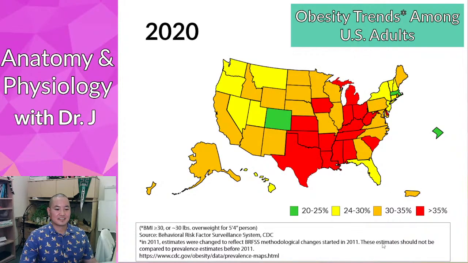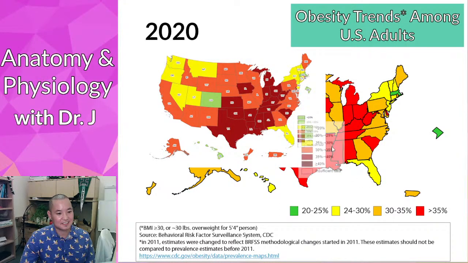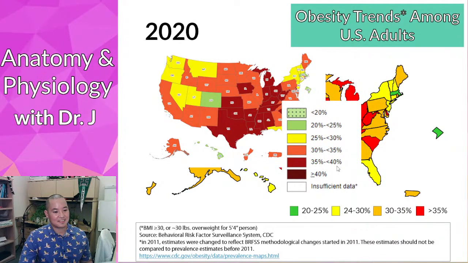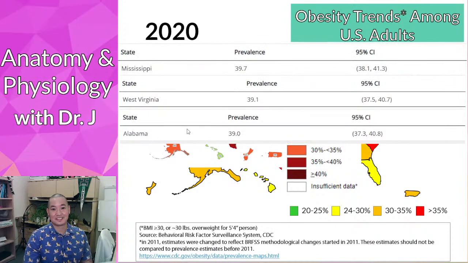And if you look at the CDC's data on obesity from 2020, if you look at this chart right here, you notice that they have a category that's greater than 40%, so more than 4 out of 10 people having obese BMIs. Luckily, in 2020, they don't have any states like that yet, but there are some states that are rapidly approaching this. So again, is it due to people getting more muscle and bone, or is it due to people getting more adipose?